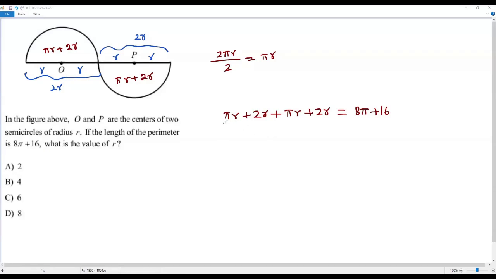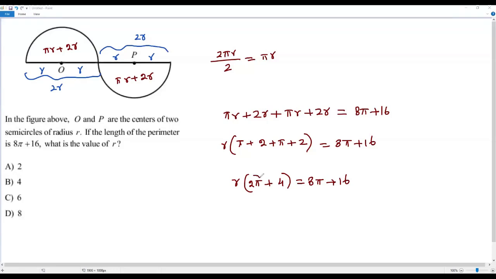Now, when you look at all the terms we have over here, all the terms contain r, so we can factor r out. If r is factored out, we are left with π over here, and here we are left with 2, again π, then 2, equals 8π + 16. Here when I add this π and π, I am getting 2π. When I add this 2 and 2, I am getting 4, equals 8π + 16.